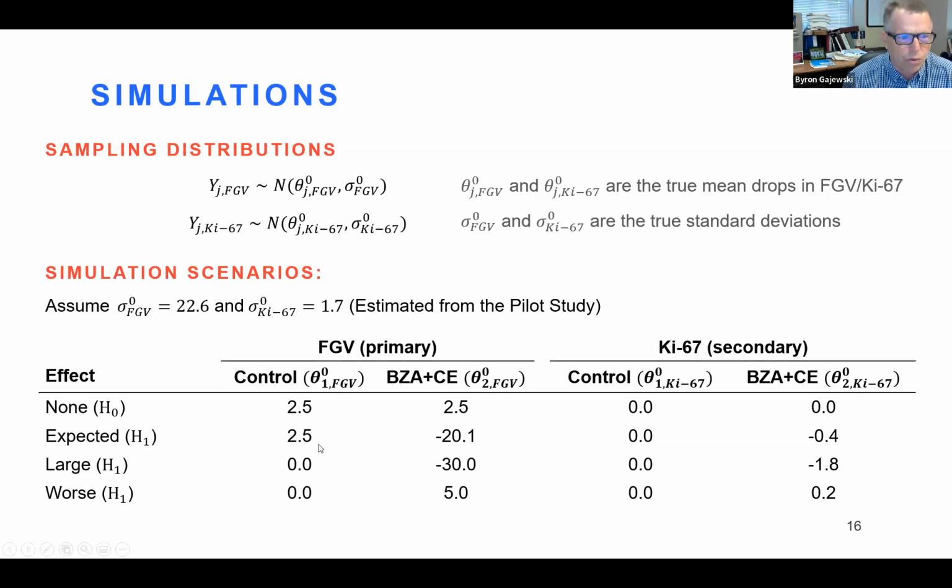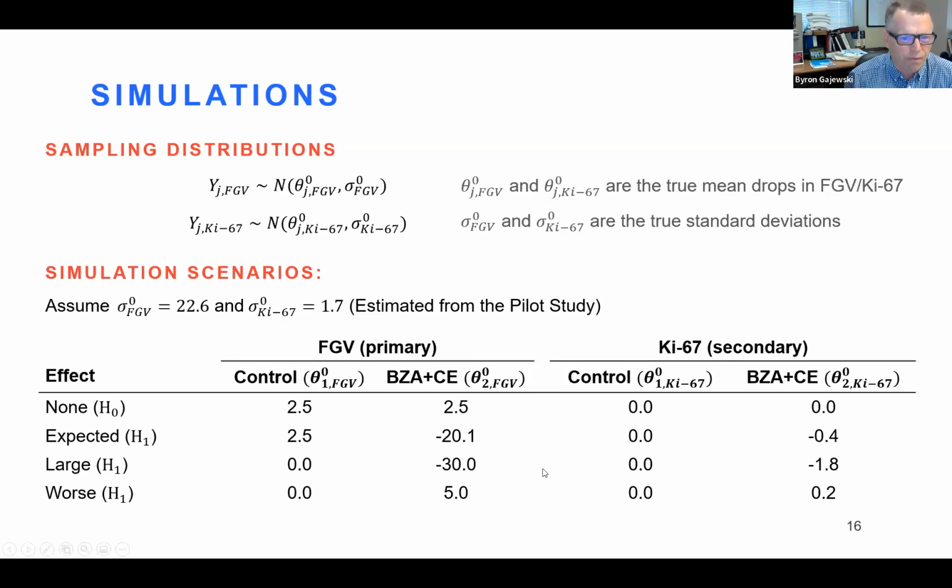Then to calculate power, we do the same thing under the expected hypothesis. This is row 2. You can see there's a bigger drop in BZA plus CE, negative 20.1. That was fed to us from the pilot study. Same with the Ki67. So then when we do this again, we do those computer experiments, tally everything, and we get power. We also get, on average, how many times did we stop early? What was the size of the trials on average?